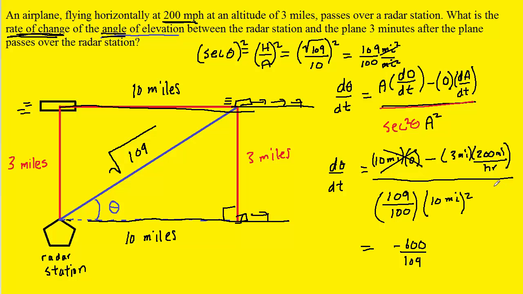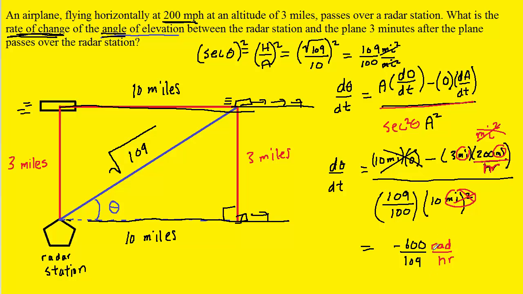And then as for the units, if we look carefully, we can see in the numerator we had miles times miles, which is of course miles squared. In the denominator, we also have miles squared, so those are going to cancel out. But then we're still left with this unit of reciprocal hours. And so what we can say is that this will turn out to be radians per hour.